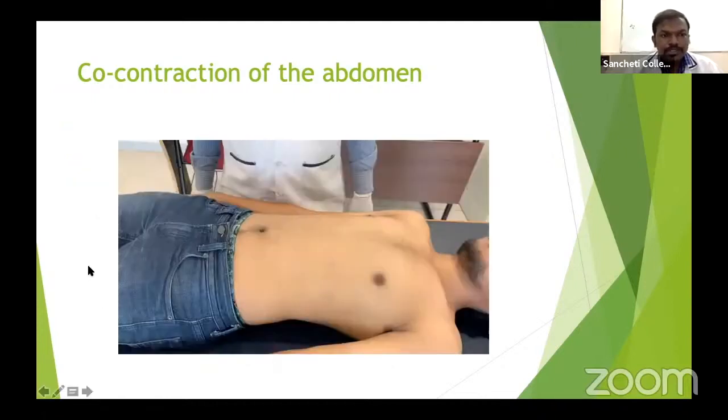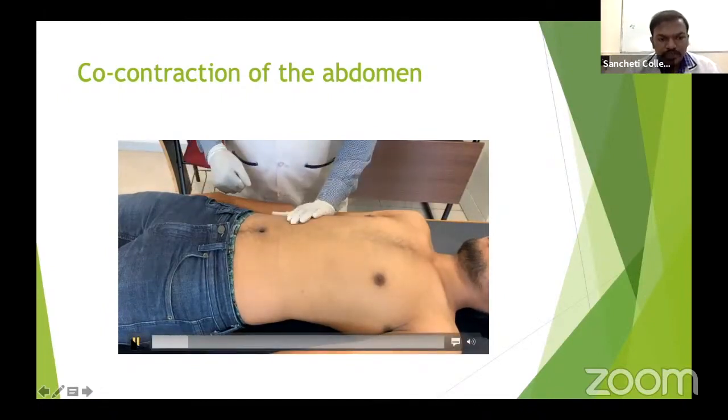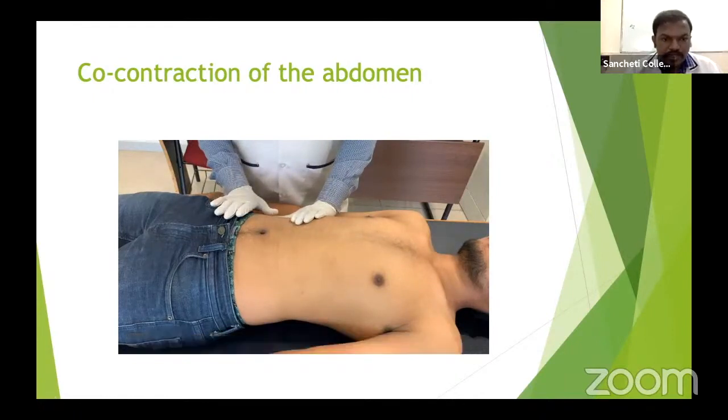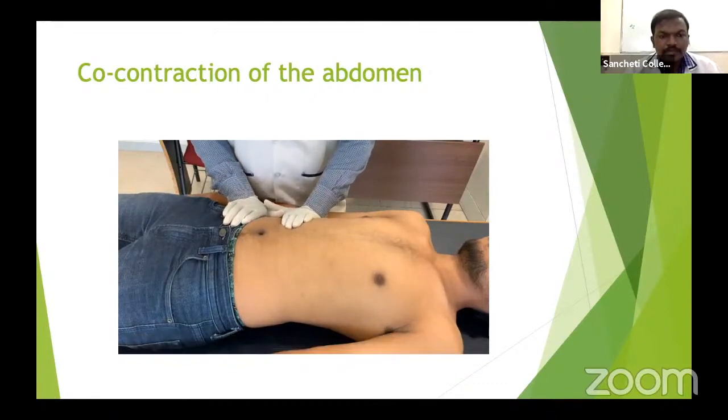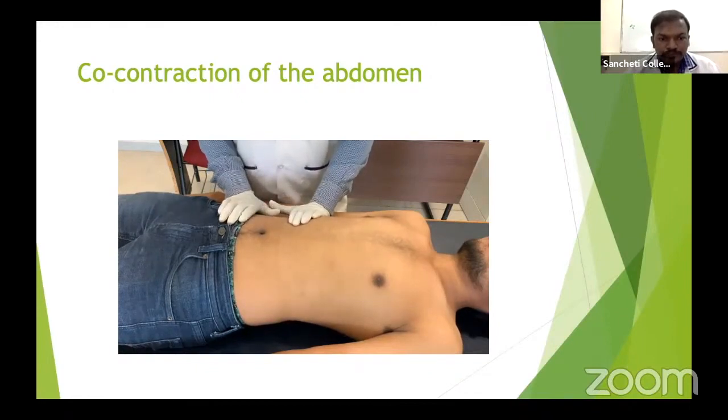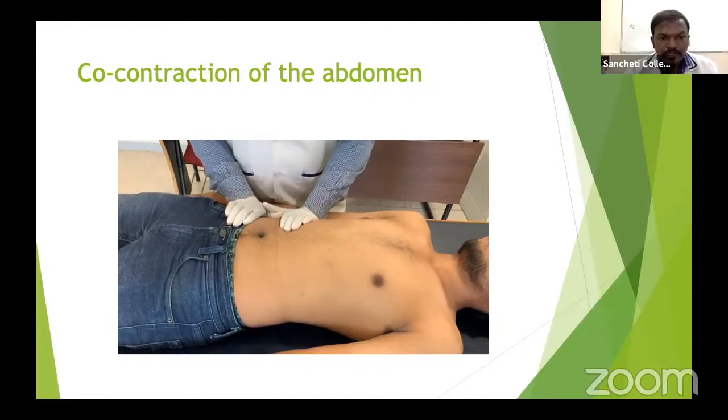Now we are going to see how we can perform co-contraction of the abdomen. The patient is in supine lying position. The therapist is standing aside the patient. Now you have to place a hand on the lower ribs and the pelvis and give a pressure. That is co-contraction of the abdomen. Again, here you can see this is a co-contraction of the abdomen.